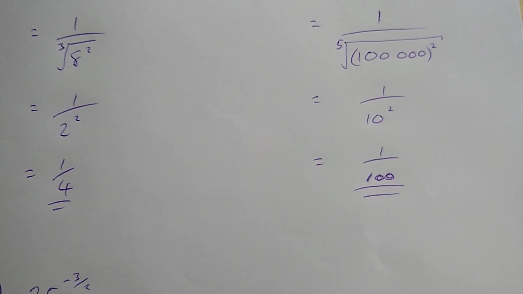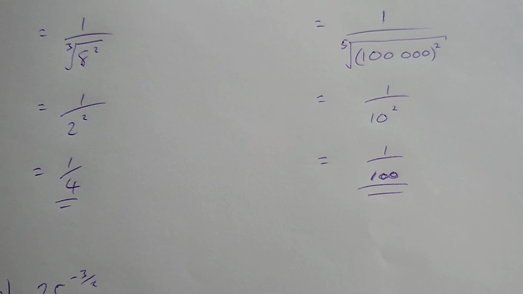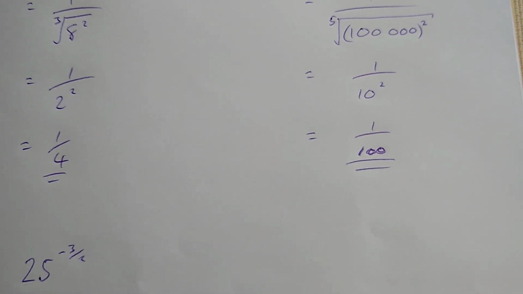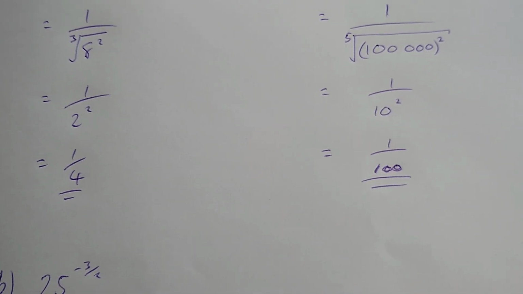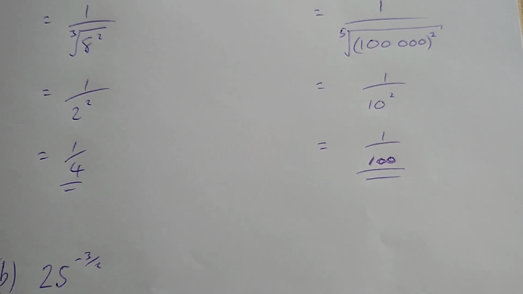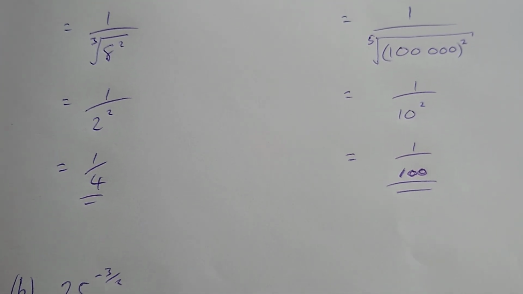10 times 10 times 10 is 1,000, times 10 times 10 would be 100,000. So the 5th root of 100,000 is 10. And we still need to square, so 1 over 10 squared becomes 1/100th.